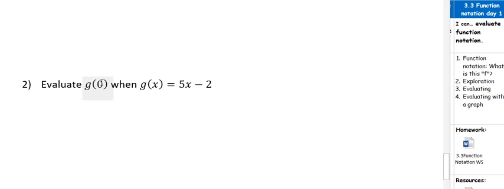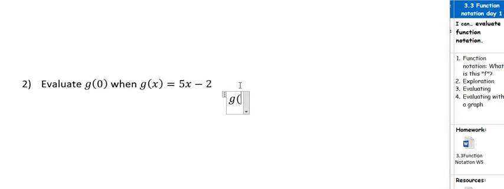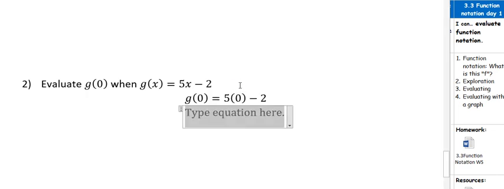Evaluate g of 0 when g of x equals 5x minus 2. Well, take a look here. To get from there to there, what did I do? Oh, well, I took out the x and I put in a 0. So that's what I'm going to do in my actual function. g of 0 equals 5 times 0 minus 2. And then I evaluate it, as I figure out what that is.